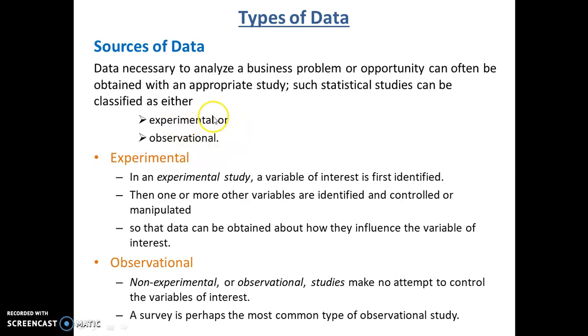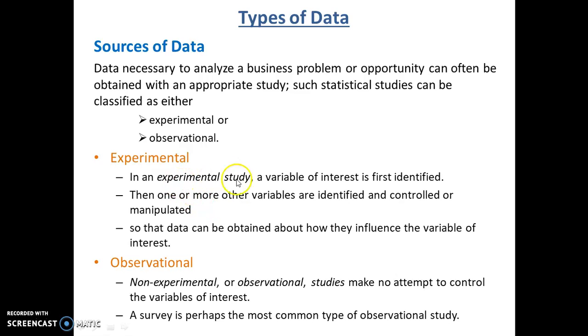In case of experimental, a variable of interest is first identified. Which variable are we going to map? So first it should be identified. Then one or more other variables are identified and controlled or manipulated, so that data can be obtained about how they influence the variable of interest.